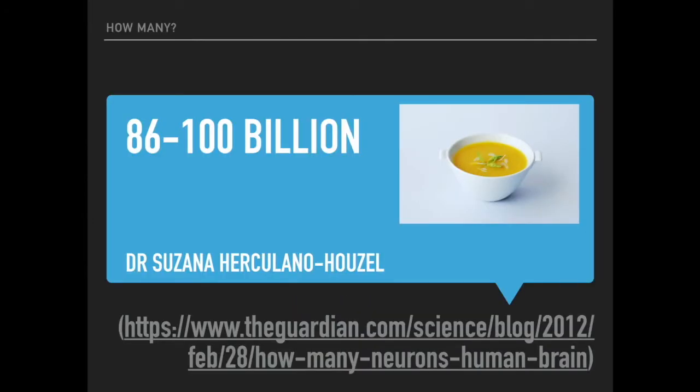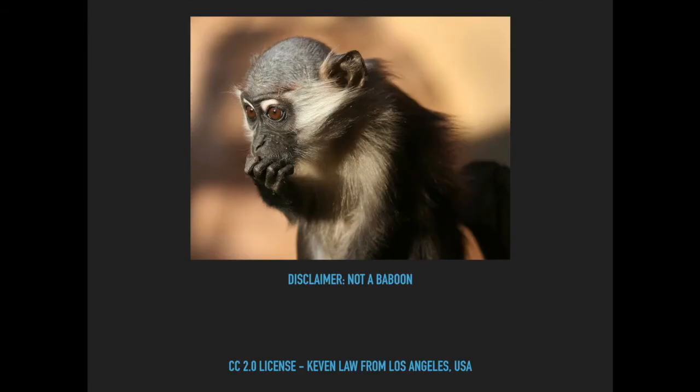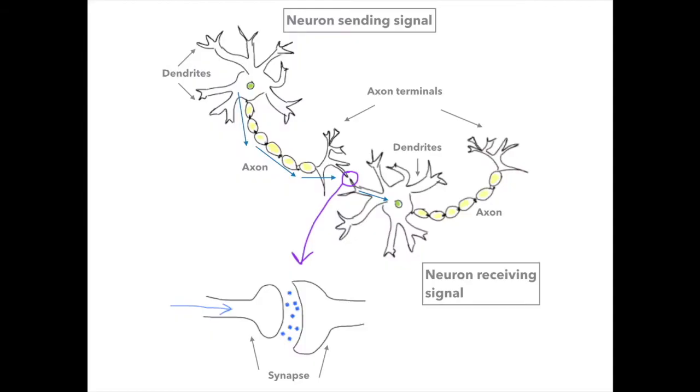You'll see the figure 100 billion a lot, but this is disputed in 2012 by Dr. Susanna Herculano-Houzel. She melted 4 brains into brain soup, and she counted a sample and then scaled up, I should say. 100 billion is a number that goes around on the internet quite a lot, and she wanted to verify it. 86 versus 100 billion is quite a large discrepancy. A baboon brain has 14 billion neurons, so we're missing a whole baboon brain. Anyway, we have a lot.